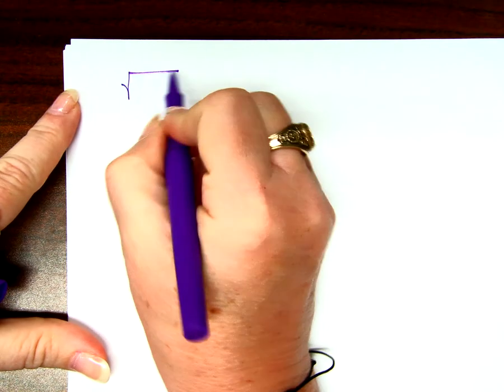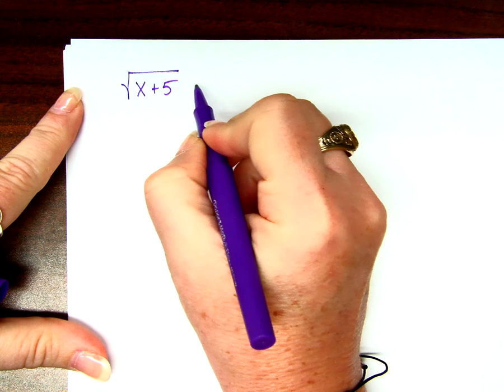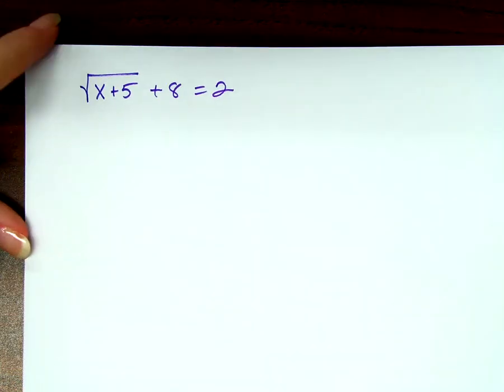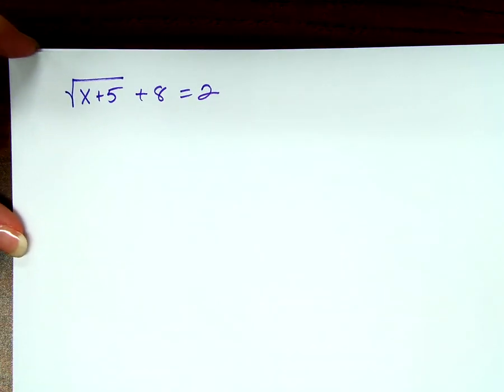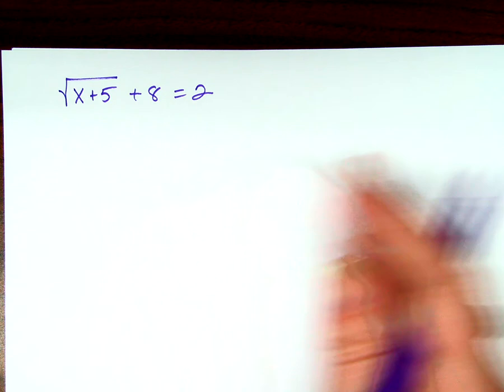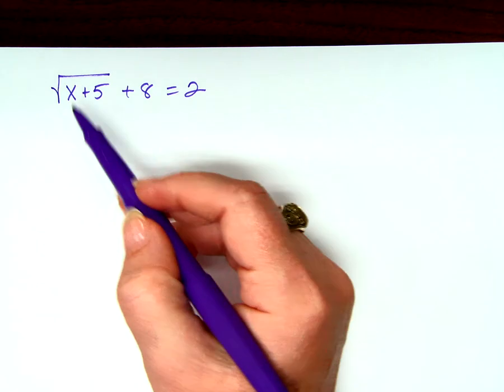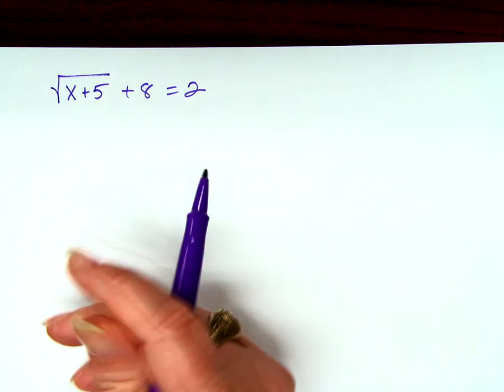The square root of x plus 5, plus 8, equals 2. Oh, on this example, I'm going to try to trick you. You ready? Okay, what do I do first? So I'm trying to isolate the root, right? I'm trying to isolate the radical. So what do I do first?